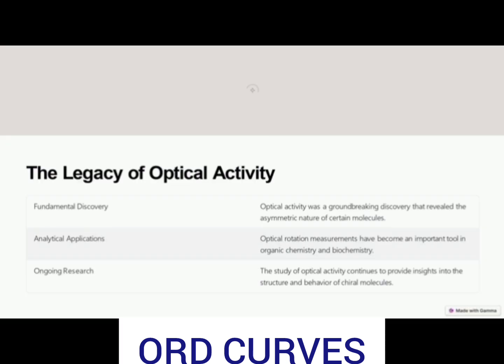To sum up, we have seen that the ability of a substance to rotate the plane of polarization of a beam of light which is passed through it is called optical activity.